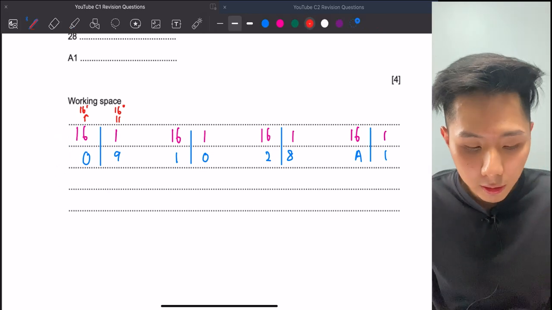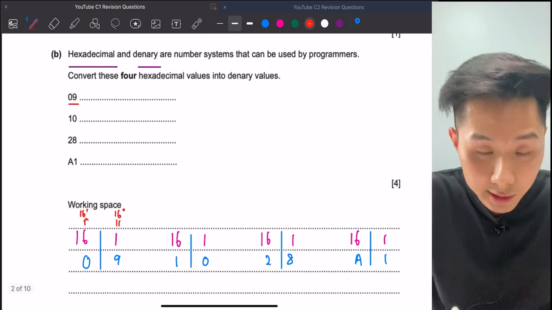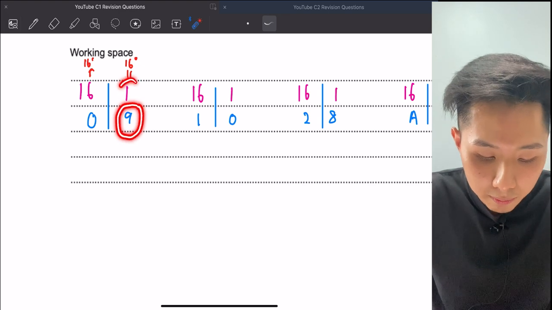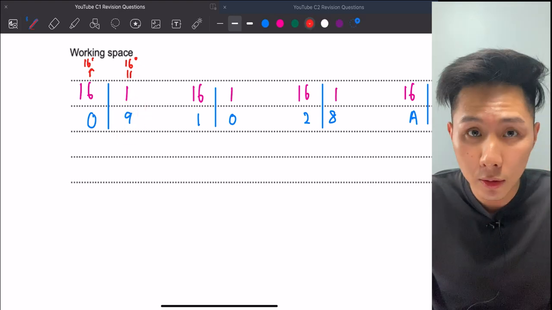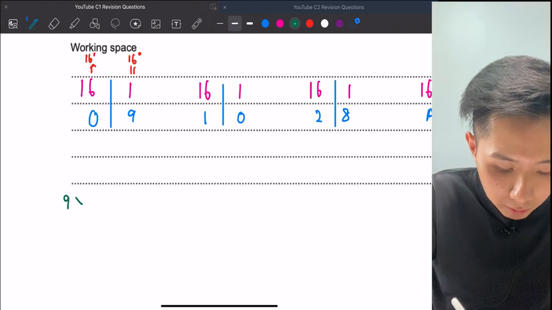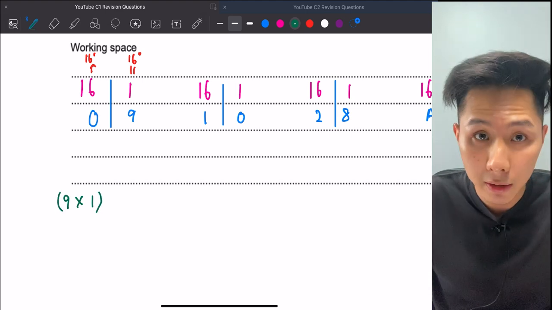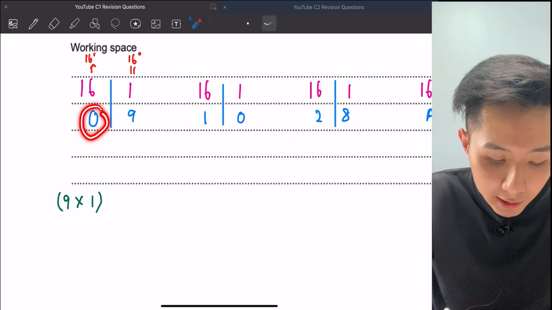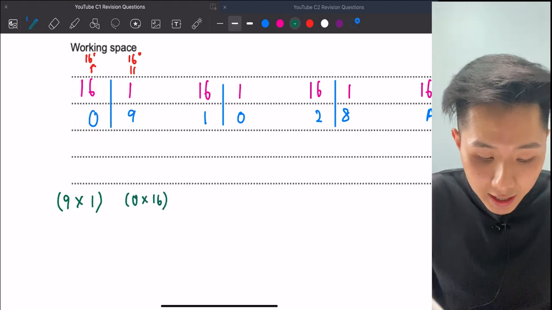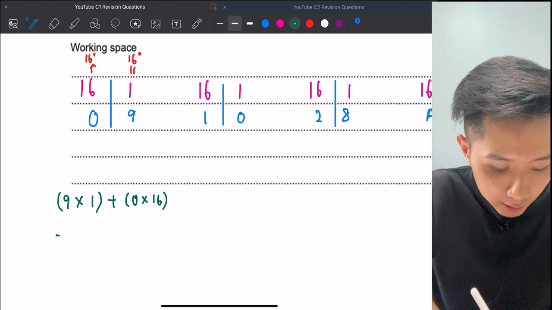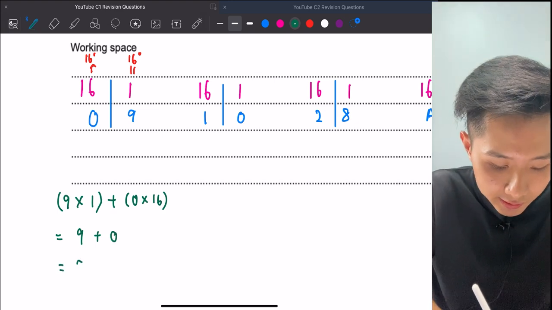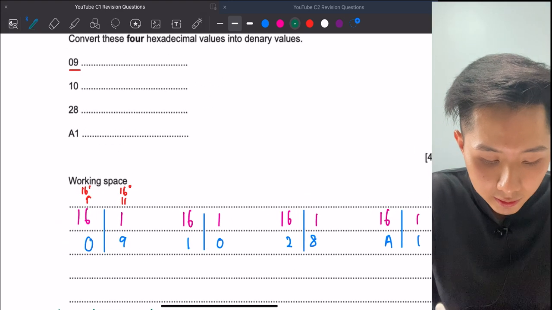All right, so to calculate the denary value for 09, which is a hexadecimal, all I need to do is to multiply the digit value by the place value and then sum them all up. So let me do an example here. Look at the green color pen. So I have 9 as my digit value, I will multiply it by my place value of 1. So that's my first step. And the second step is to multiply the digit value 0 by the place value 16. And then I will sum these two values up. So 9 times 1, I got 9. Plus 0 times 16, I got 0. So my answer should be 9. So the first one, you can just write it as 9.